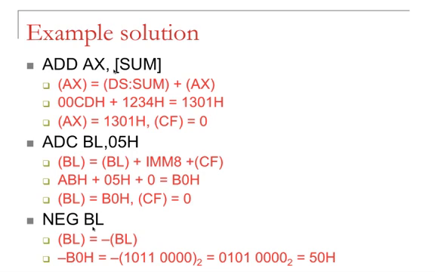Next instruction is negate. So negate will take the operand. Here we have only one operand. Take the operand, multiply with -1, to get the opposite, the negated value of the original value. So the operation is to do the negation on BL and put the value back to BL. Because after the second instruction, BL has B0 in hexadecimal. So we're going to take this B0 hexadecimal and do the negation.